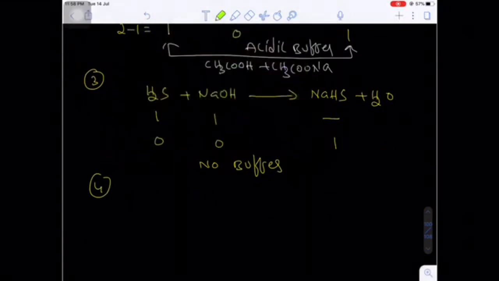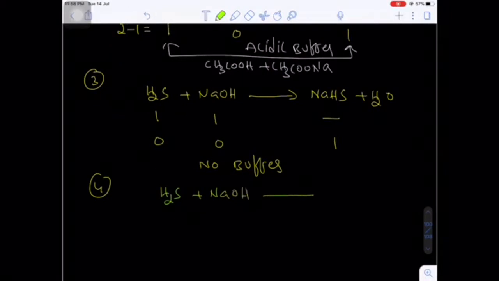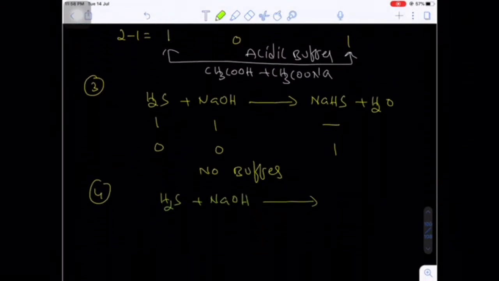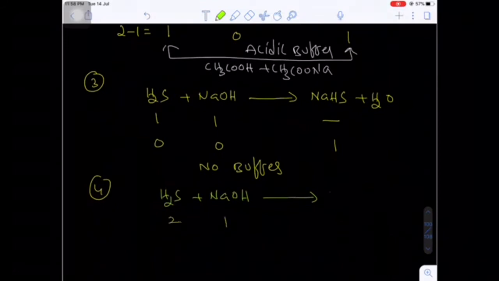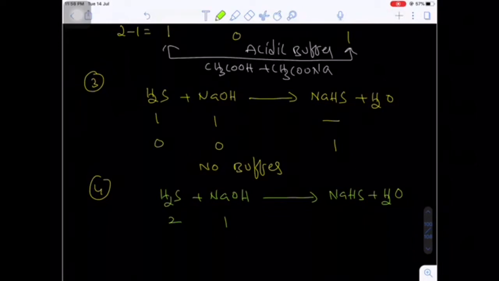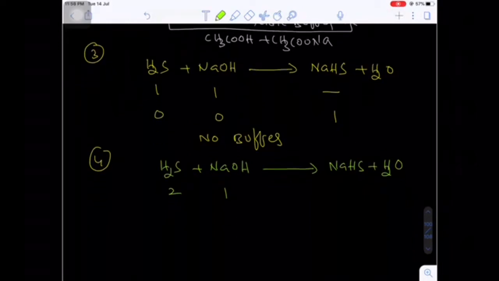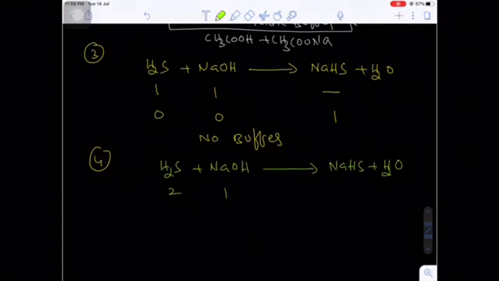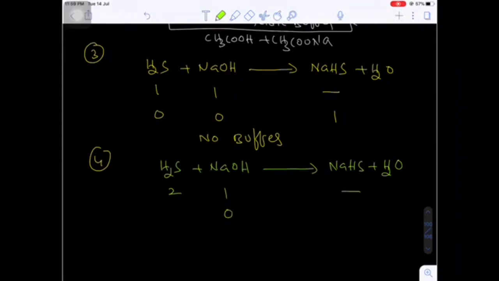Now come to question number 4. Here H2S and NaOH in the 2:1 molar ratio. This is the 2 moles, this is the 1 mole. Again, first of all, I am writing the reaction. Remember, hydrogen sulfide is a diprotic acid. Still, it loses only one proton in each step. In ionic equilibrium, acid-base reactions always take place in 1:1 molar ratio only. Even though the acid is polyprotic, it loses only one proton in one step only.